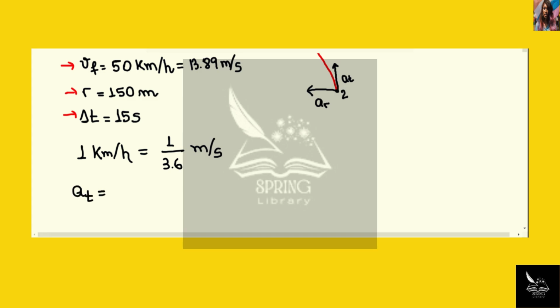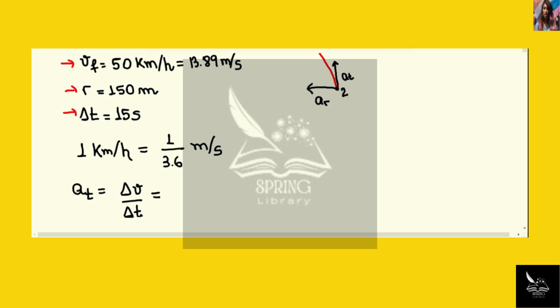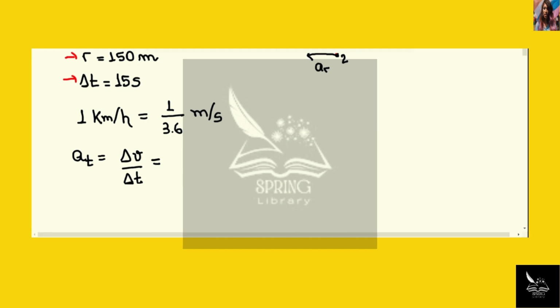The tangential acceleration is just the variation in speed divided by the variation in time, supposing that it is constant. So this is the final speed, 13.89, minus 25, in meters per second, divided by the time, which is 15 seconds. So the tangential acceleration is minus 0.74 meters per second squared.